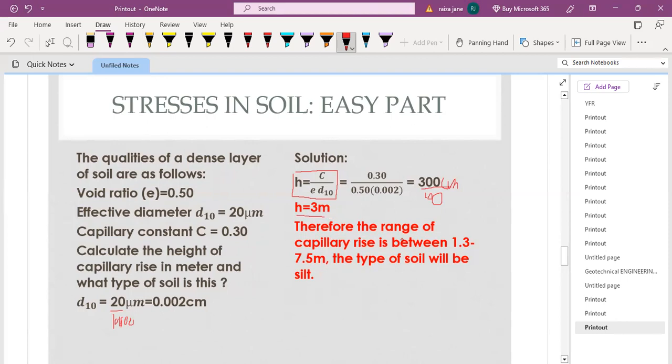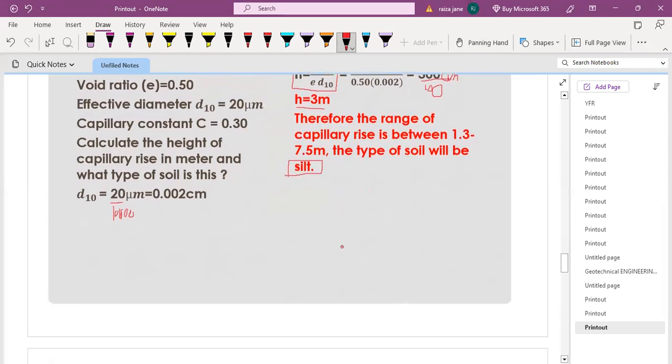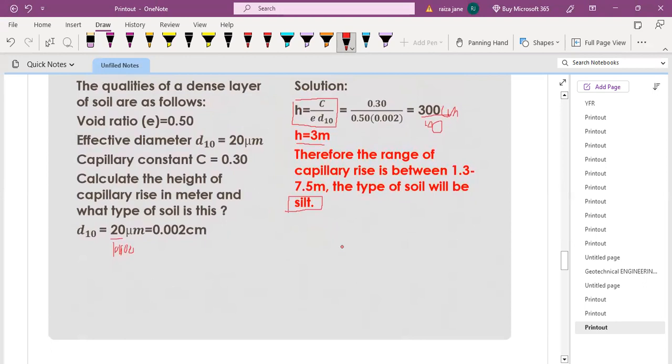So, therefore, the range of capillary rise is between 1.3 to 7.5. So, the type of this soil will be silt. That is in our module, how we determine what type of soil it is.